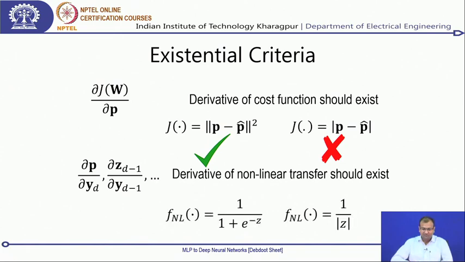Let's take two different cases of nonlinearities. The first one is a sigmoid function, which I have as a nonlinearity. The second one is 1 by mod z, something like the inverse of the absolute value of the input which goes into the network. Now the question is, does the derivative of each of them exist or not? Let me give you some time. Can you calculate the derivative of the first function, which is your sigmoid nonlinearity? I'll give you a couple of seconds to calculate this part.